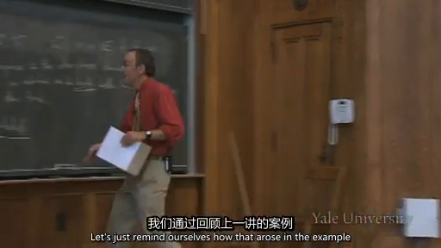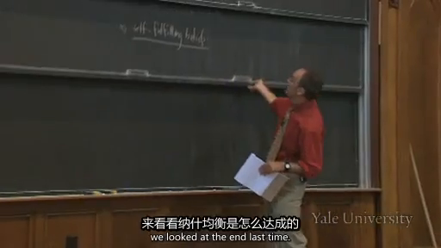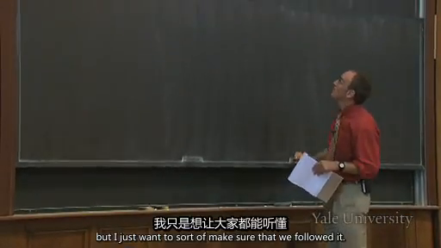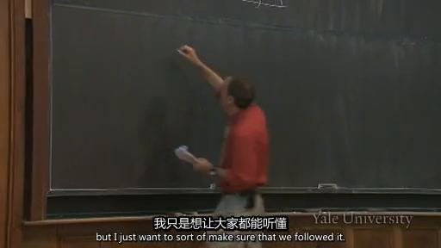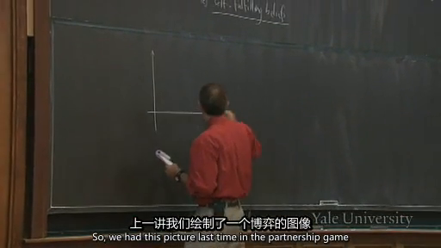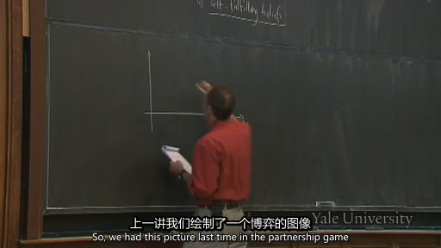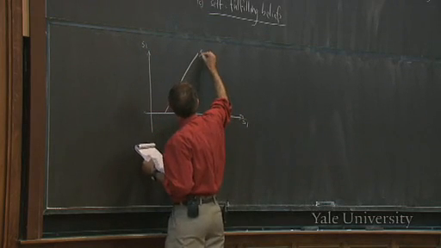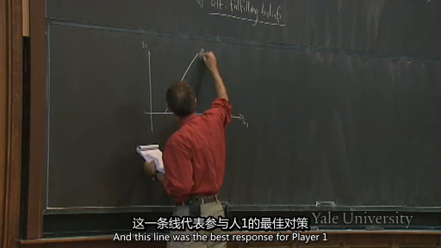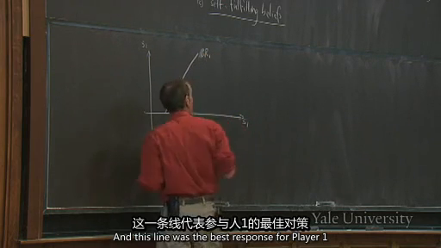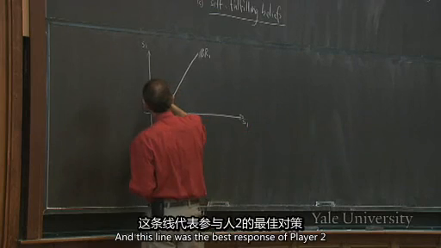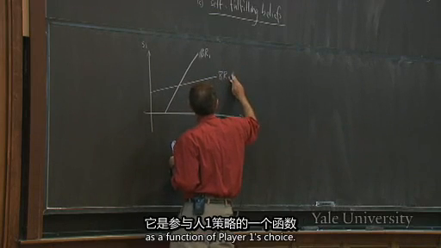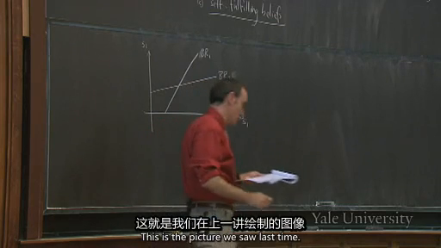Let's just remind ourselves how that arose in the example we looked at the end last time. I'm not going to go back and reanalyze it, but I just want to make sure that we followed it. So we had this picture last time in the partnership game in which people were choosing effort levels. And this line was the best response for player 1 as a function of player 2's choice, and this line was the best response of player 2 as a function of player 1's choice. All right, this was the picture we saw last time.